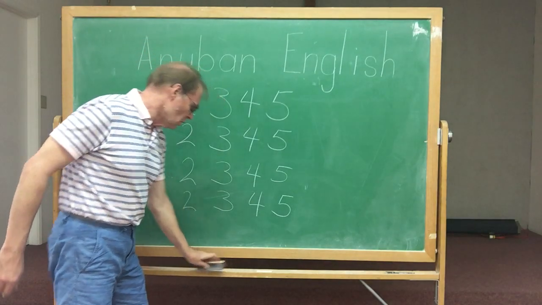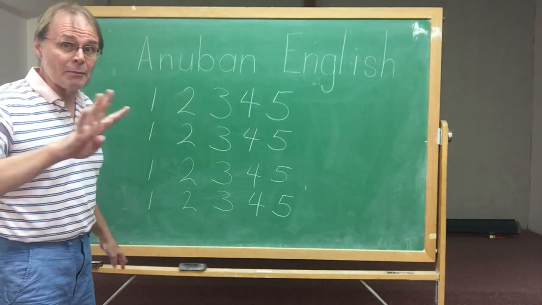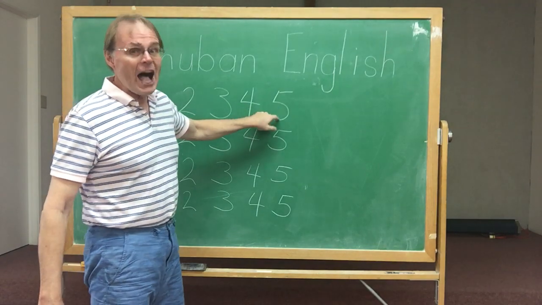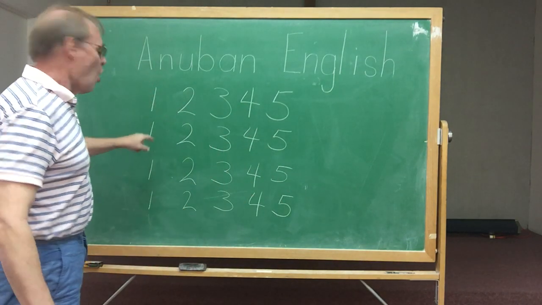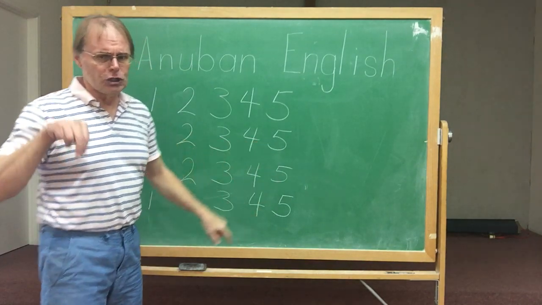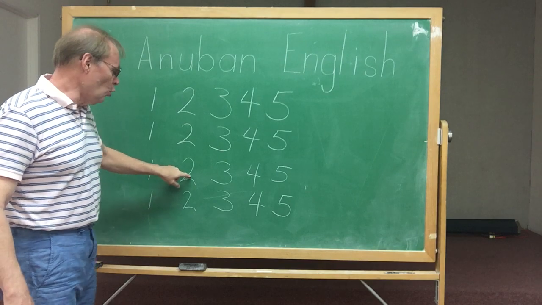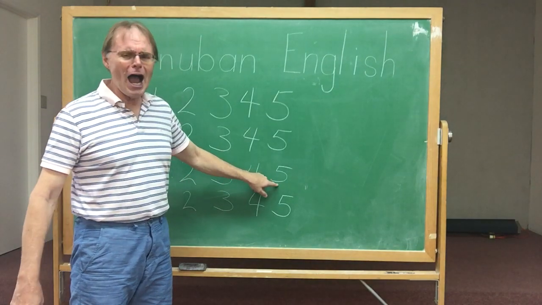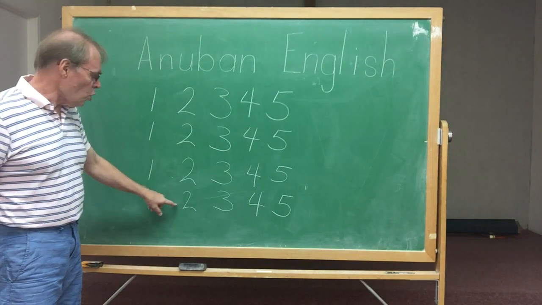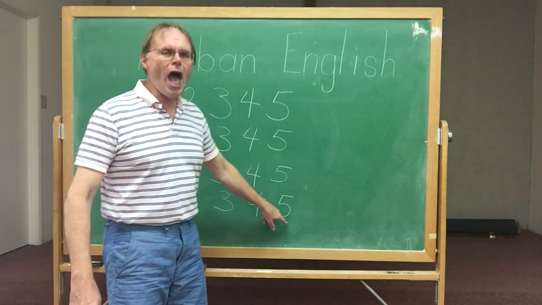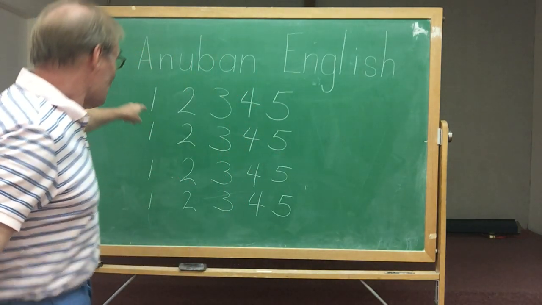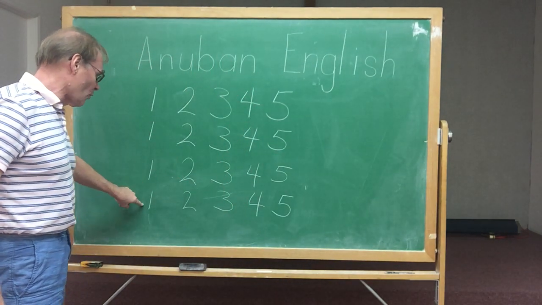So we're going to do it again. I'm going to count it again. Ready? One, two, three, four, five. Now, different voice. One, two, three, four, five. Deep voice. One, two, three, four, five. And now, funny voice. One, two, three, four, five. All right, we did it four times. The first time, the second time, the third time, and the fourth time.